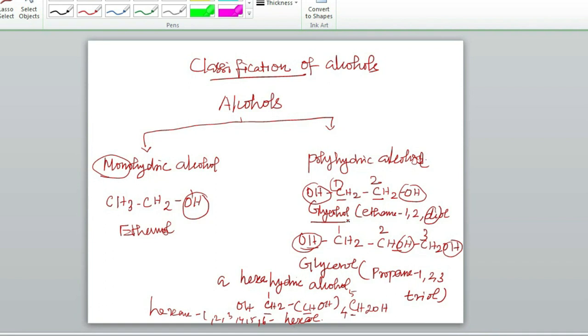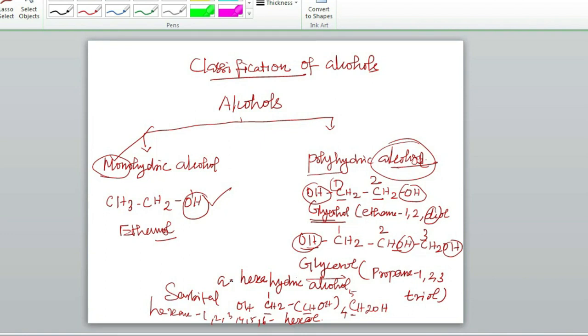There are two types: monohydric alcohol and polyhydric alcohol. Monohydric means only one OH group is present, and the common name is ethanol. A polyhydric alcohol has more than one OH group present. We will see many examples: glycol, glycerol, and the common name sorbitol. This is sorbitol. This is the important way of classifying alcohols.